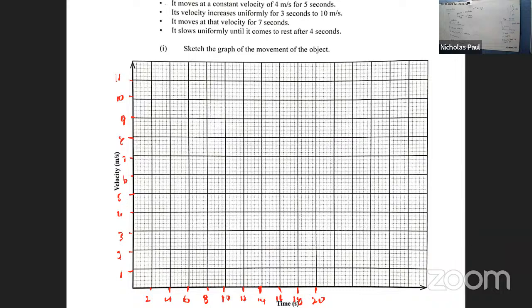Right, so we're going to try and sketch this graph. And again, online, if you do have graph paper, or just your notebook, you don't want to be perfect.